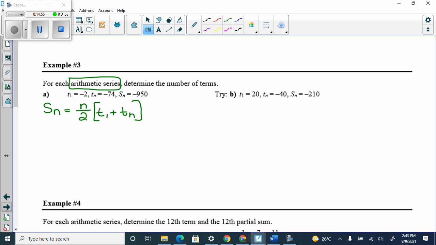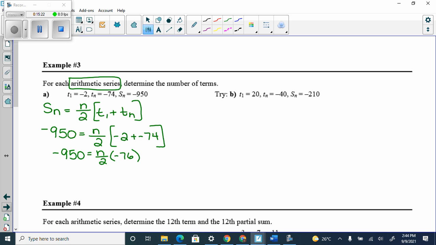We know Sn, it's negative 950, equals n, we don't know, divided by 2. T1 is negative 2 plus negative 74. So we're going to get negative 950 equals n divided by 2 times negative 76. So what you can do, I'm going to split it up into 2 steps. I'm going to get rid of the negative 76 first, and it's being multiplied. So what's the opposite of multiplication? Division. So I'm going to divide by negative 76.